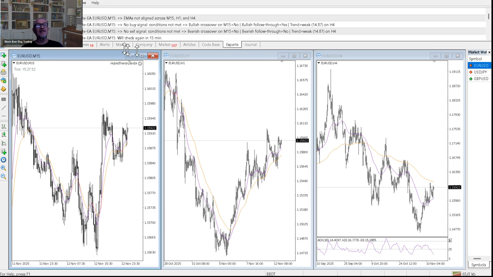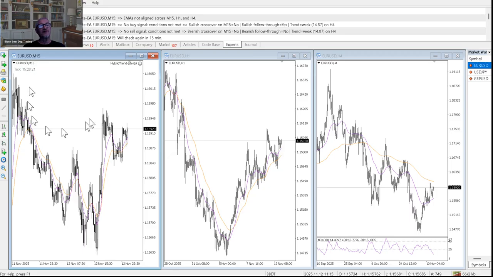Okay, it does the same analysis again for a sell signal. It says no sell signal, same reason. There is no bearish crossover. We also have no bearish follow through. We can't because we have a bullish follow through. And the trend also is weak because we're using the same trend analysis. And the conditions will be checked again in 15 minutes.